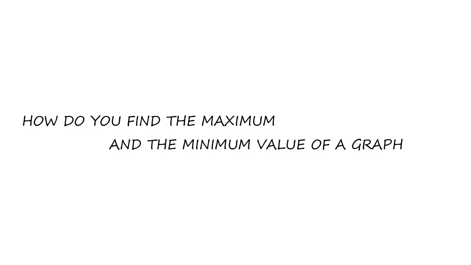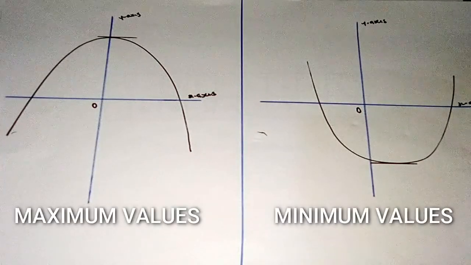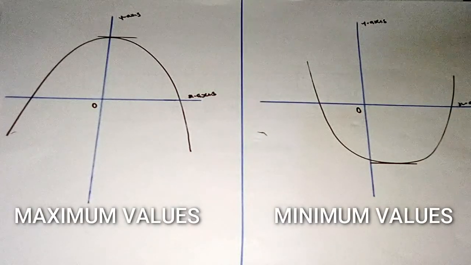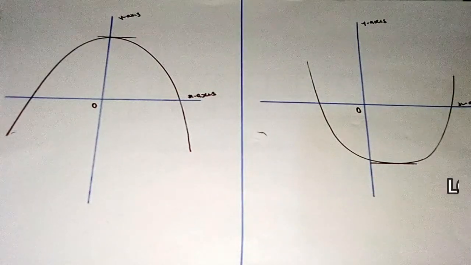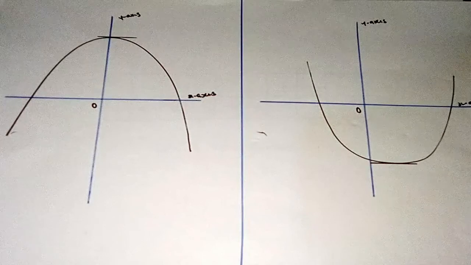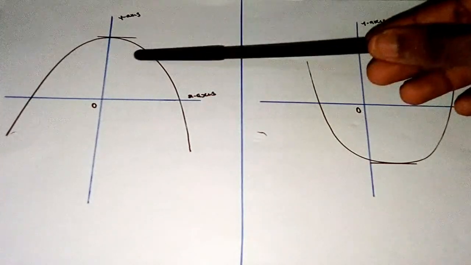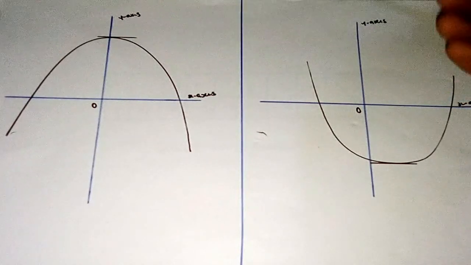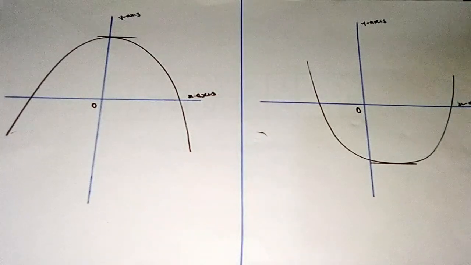So the first thing, how can you find the maximum and minimum values of the graph? First of all, what are maximum values? What are the minimum values in your graph? Talking about maximum and minimum values in your graph is actually referring to the highest point and the lowest points on your graph. Now, it's very closely related to the y-axis. So the highest point on the curve refers to the maximum value. The lowest point of the curve on the graph refers to the minimum value of your graph.